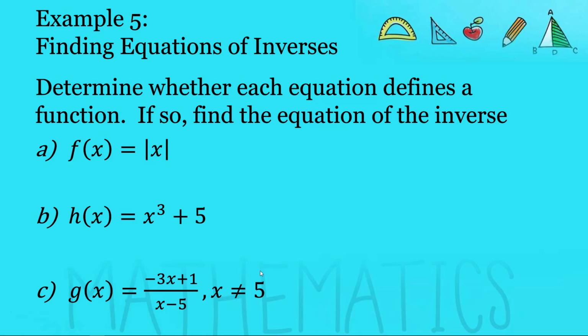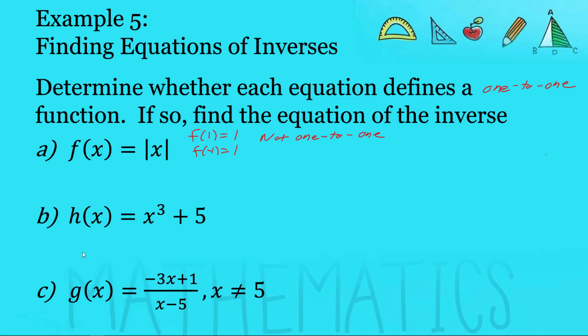Here we want to determine whether or not each equation defines a 1-to-1 function, and if so, find the equation of its inverse. Now this one is f of x is equal to the absolute value of x. Notice that f of 1 is equal to 1, and f of negative 1 is equal to 1. This is not 1-to-1. It does not have an inverse that is a function. So we can skip this one and move on.